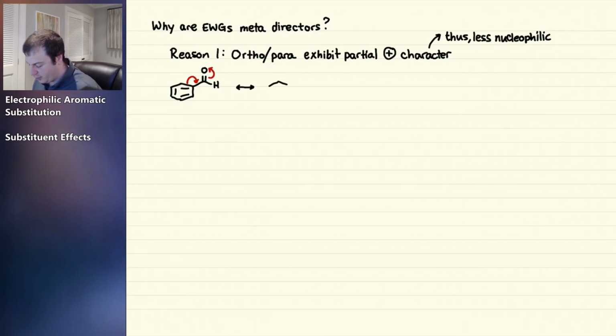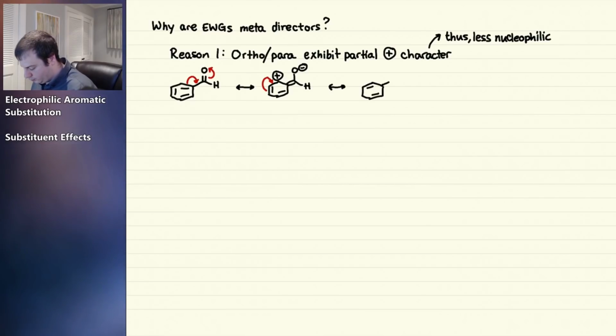And look what that's going to create in our resonance form. It's going to create a carbocation at the ortho position. And we can move that carbocation around the ring in other resonance structures. So I'll move that pi bond over, and you can see we can move that positive charge to the para position too. And we can move it to the other ortho position by moving this pi bond.